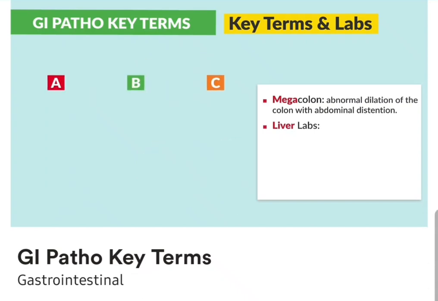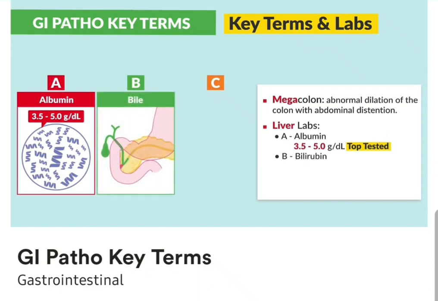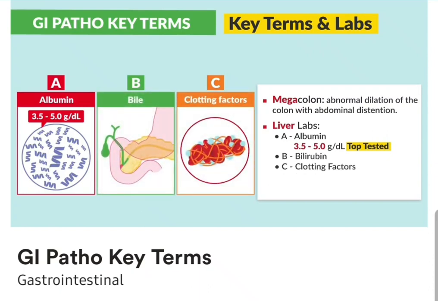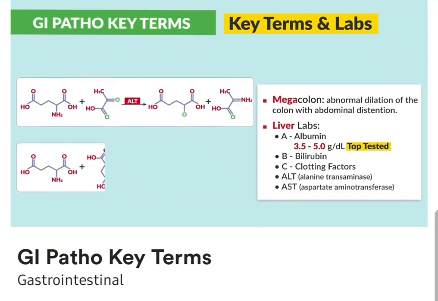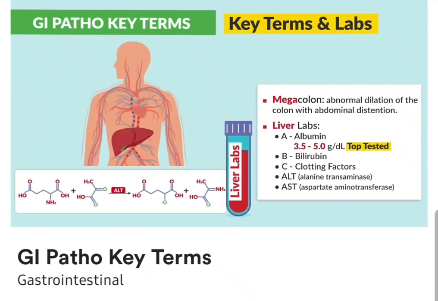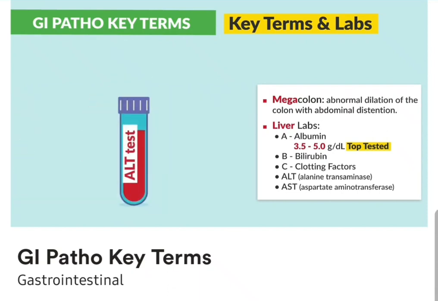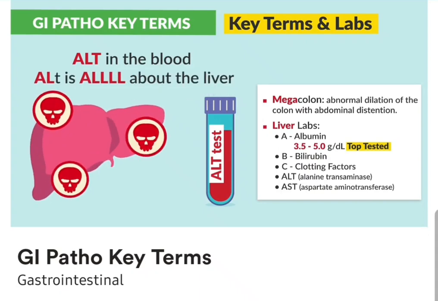So you must know the ABCs of the liver. So the liver produces A for albumin, 3.5 to 5.0. So you must know these key numbers as it's the top tested. Now B is for bilirubin, C is for clotting factors, and the two liver enzymes to know are ALT and AST. When the liver cells are damaged, they release ALT into the bloodstream. So an ALT test measures the amount of ALT in the blood. So just think ALT is all about the liver.